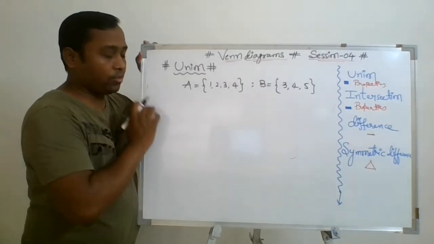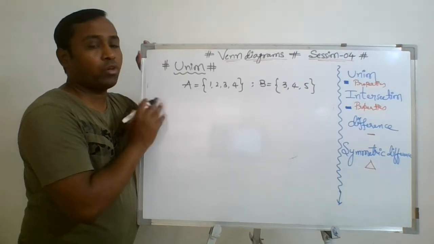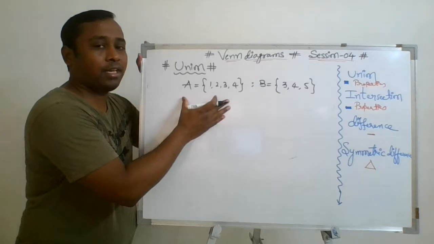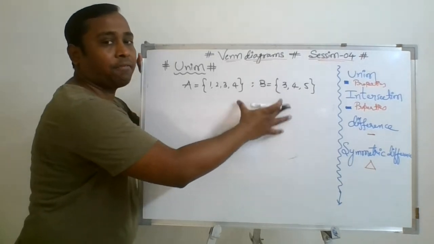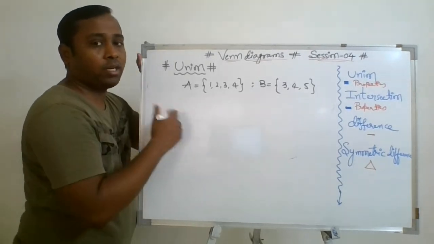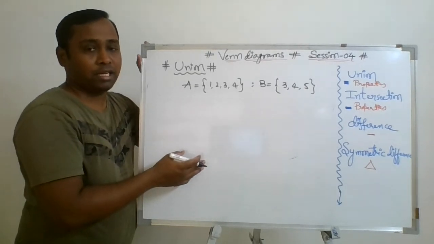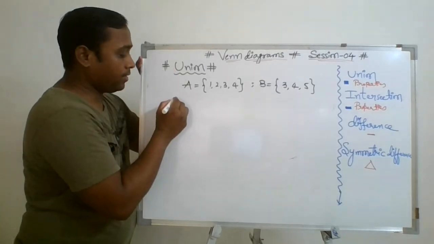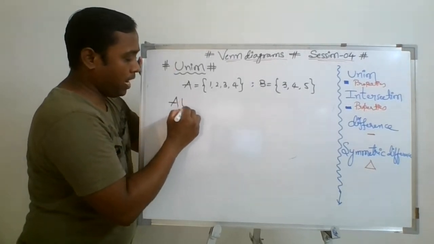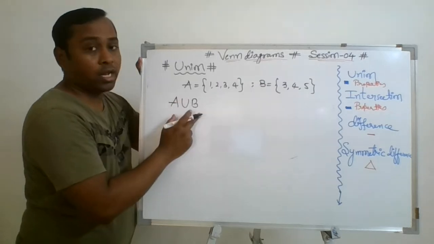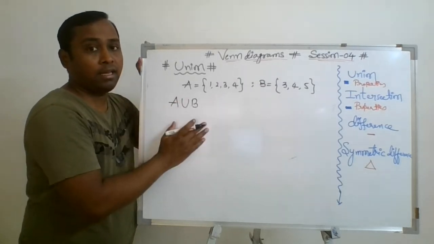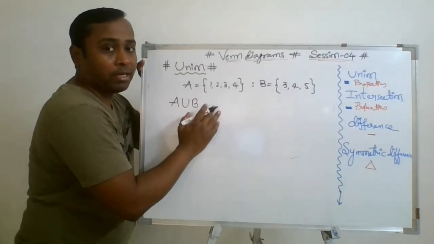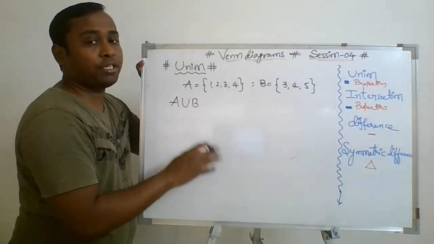Just like in numbers, 2 rupees and 3 rupees, the total number of rupees will be 5. In that sense, if set A has these elements and set B has these elements, and I combine both the sets, what is the total number of elements? That is represented by the symbol union, A union B, the total number of elements present in A and B both. We have to count all the elements of A and B. While counting, repetition is not allowed.